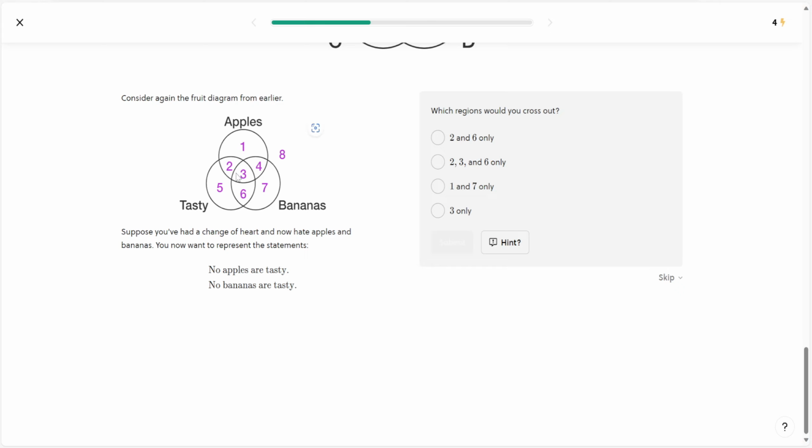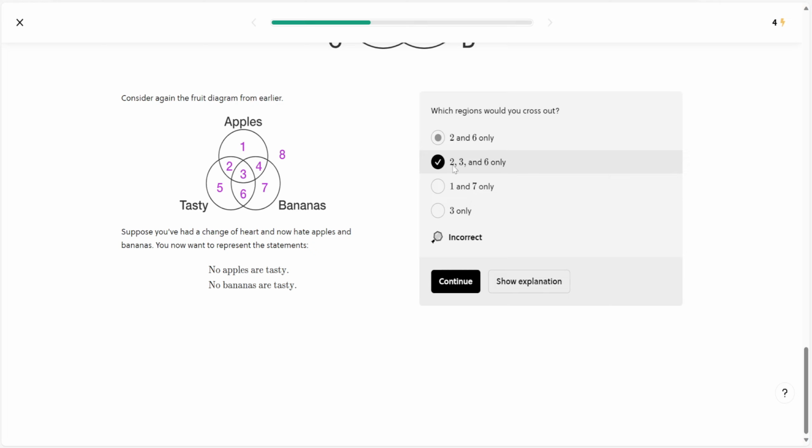Right, I think it's 2 and 6, but it might be 2, 3, and 6. But there isn't anything to say that there's no such thing as a crossbreed between a banana and an apple. So I'm going to say 2 and 6. I really don't know about 2, 3, and 6. Let's try 2 and 6 and then see. Incorrect. 2, 3, and 6.